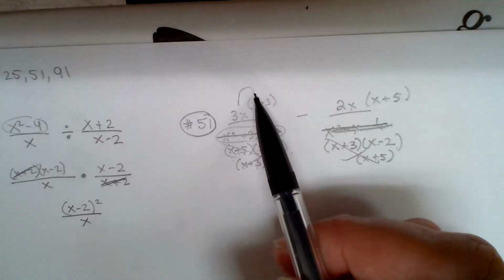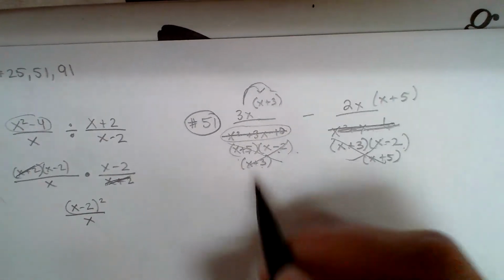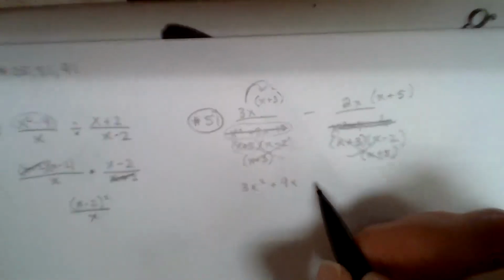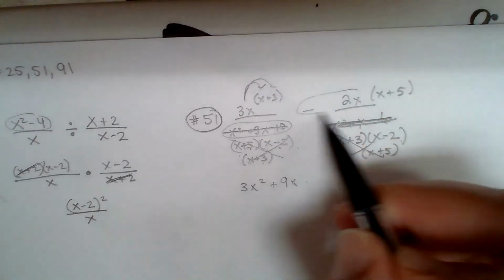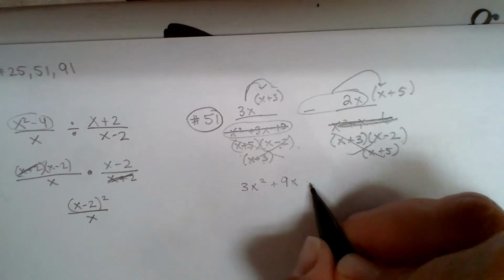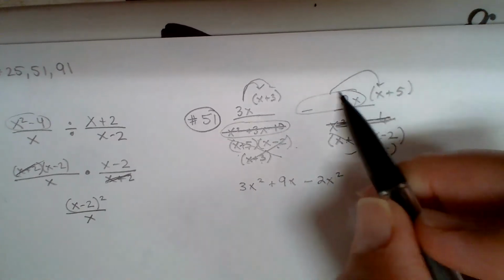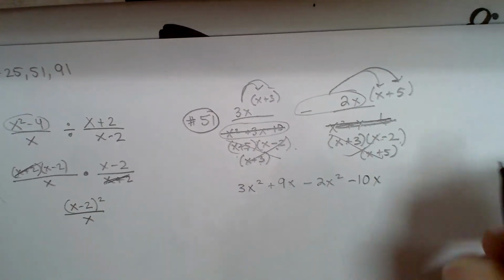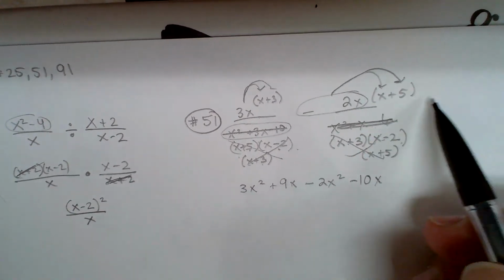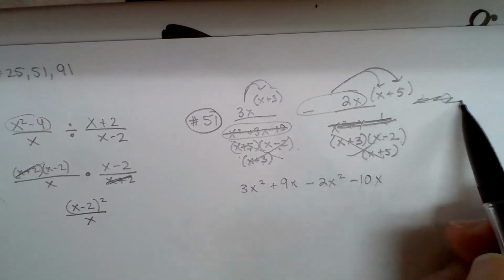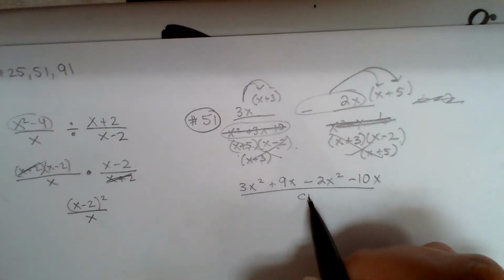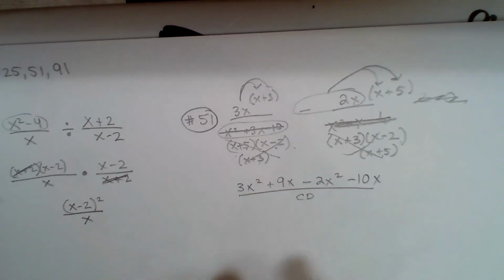Now up here I'm distributing a 3x. So I get 3x squared plus 9x. And here I'm distributing a negative 2x, so minus 2x squared minus 10x. Oh, I dropped the denominator as if I was solving in an equation. I'm not doing that. I'm just simplifying, so I do need to keep it all over said common denominator, which I'll get to in a minute.